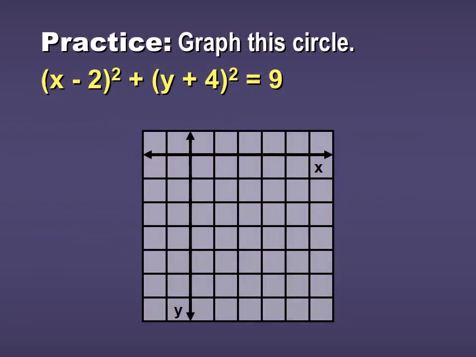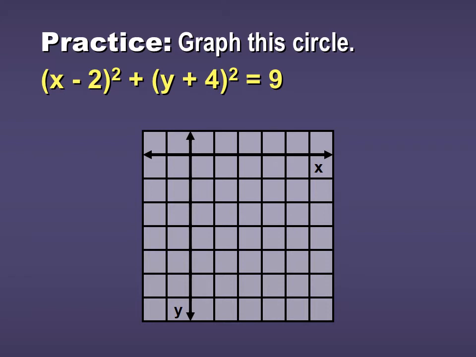All right, so let's say we need to graph that circle. They gave us the center and the radius, and we put that into work form. Actually, no, I'm sorry, this is a new equation. They give us a new equation: x minus 2 squared plus y plus 4 squared equals 9.